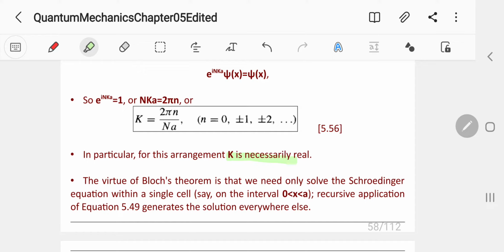So in this case, by Bloch's theorem, we only need to solve the Schrodinger equation in a cell, and then we can do a recursive application of the equation and generate the solution everywhere in the system, because you have nuclei that are regularly spaced.